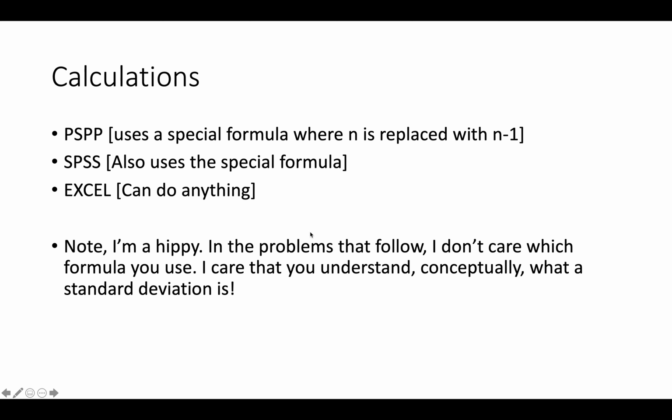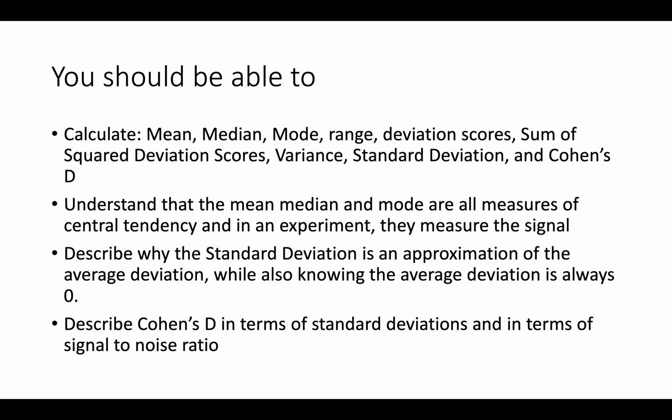So now let me head back to this specific PowerPoint and go to what you should be able to do. Calculate mean, median, mode, range, deviation scores, sum of square deviation scores, variance, standard deviation, and Cohen's d. I'll talk about Cohen's d in a second, how to calculate that. There's no clicky box program that calculates Cohen's d. You always have to do it by hand. So you just take any mean difference and do it by hand.